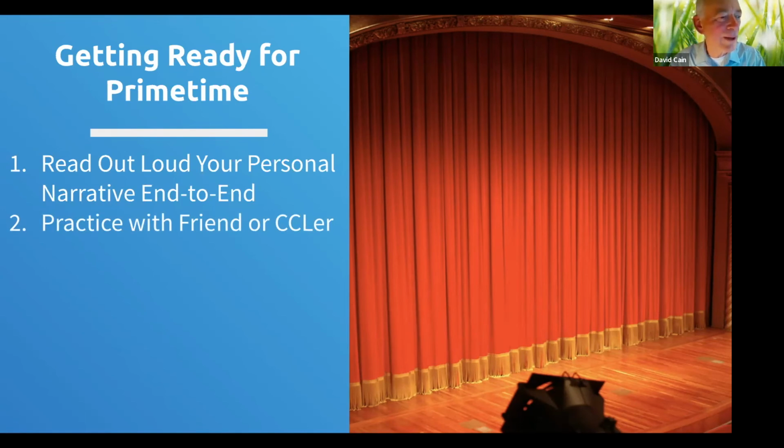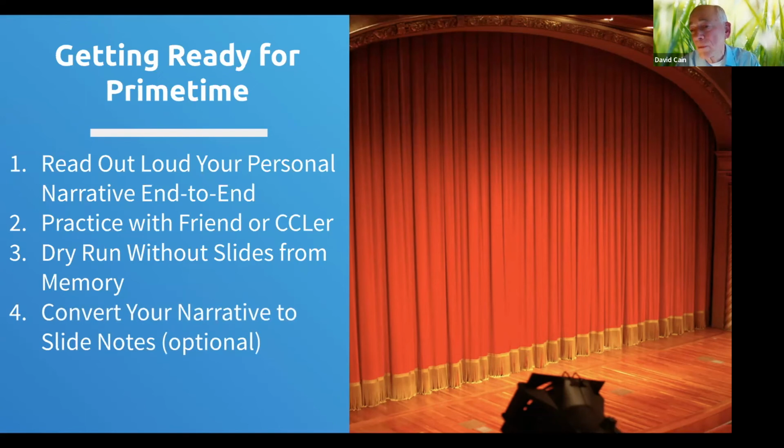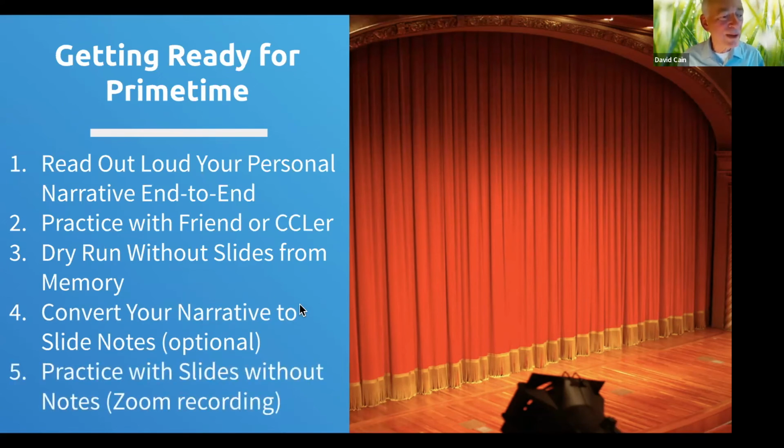The next step, do a dry run without the slides, just from memory. And when you do it, just imagine that slide. Oh yeah, it's this one. This one's coming next. This one's coming next. So you can give that presentation, and it's almost like a TED Talk is what you're getting at. Just so much more effective. Number 4, convert your narrative into the slide notes. But by this time, it's optional because you've internalized that story. It'll be so natural. And the last step is practice the slides with Zoom.